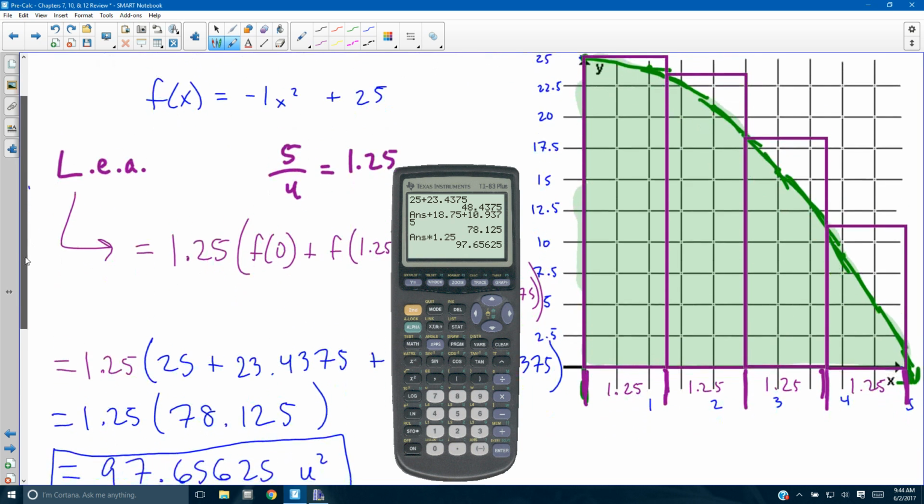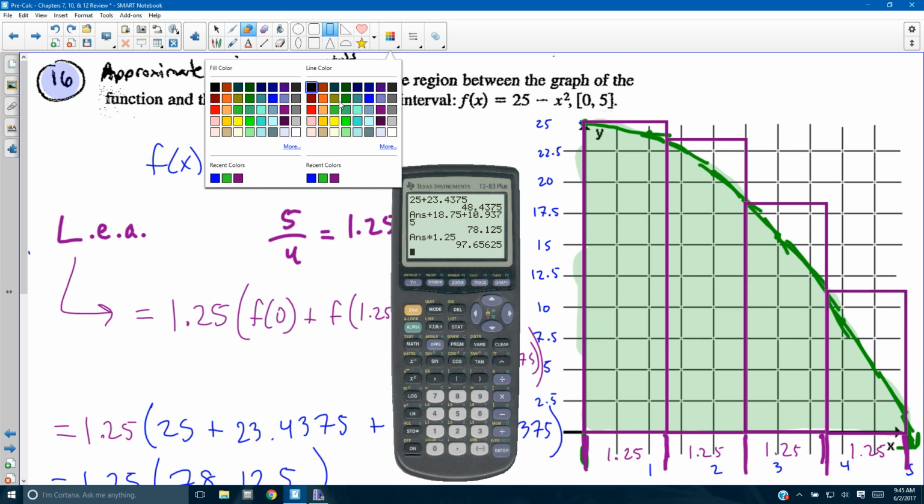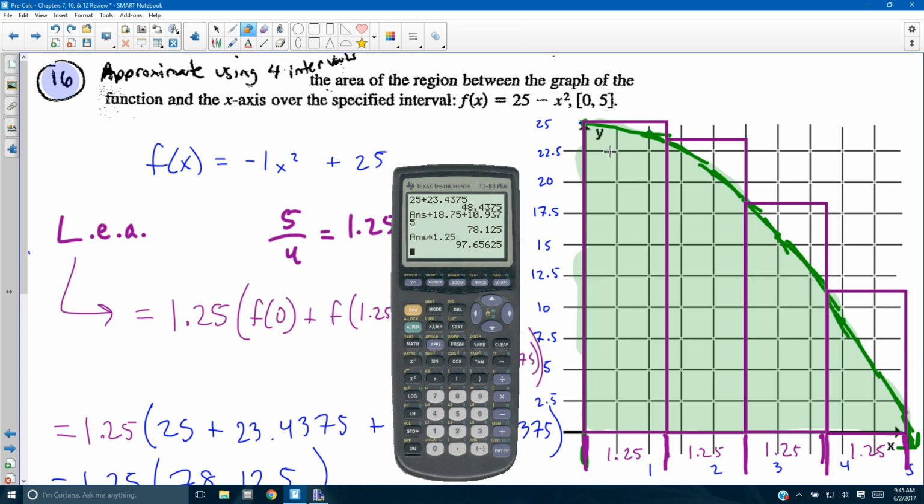Left endpoint approximation created rectangles from the left endpoints here, here, here, and here. Now I'm going to do right endpoint approximation, which creates rectangles from, let's use red, from here, here, here, and here. And this one goes down to 0 right there, so that area is going to be 0. This is considered an undershot. The area of these 4 rectangles is significantly less than green.